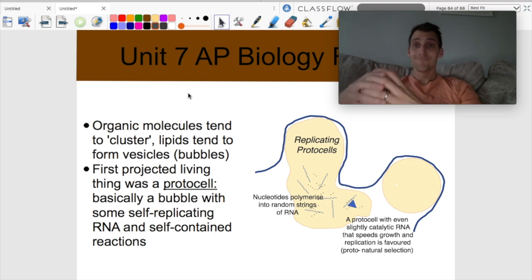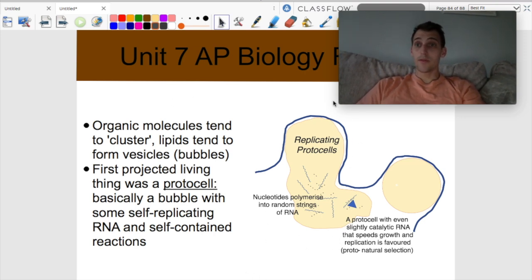It was basically a bubble with some self-replicating RNA and some self-contained reactions, which is your first membrane and your first metabolism and your first genetic material, and it's what we call the protocell. That's what we believe maybe was the first living thing. Just crazy to think about.